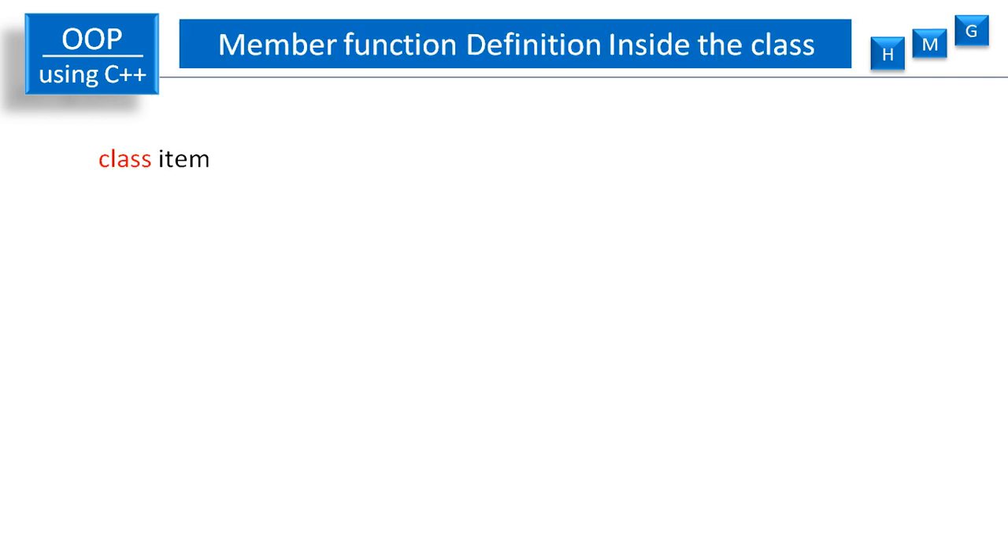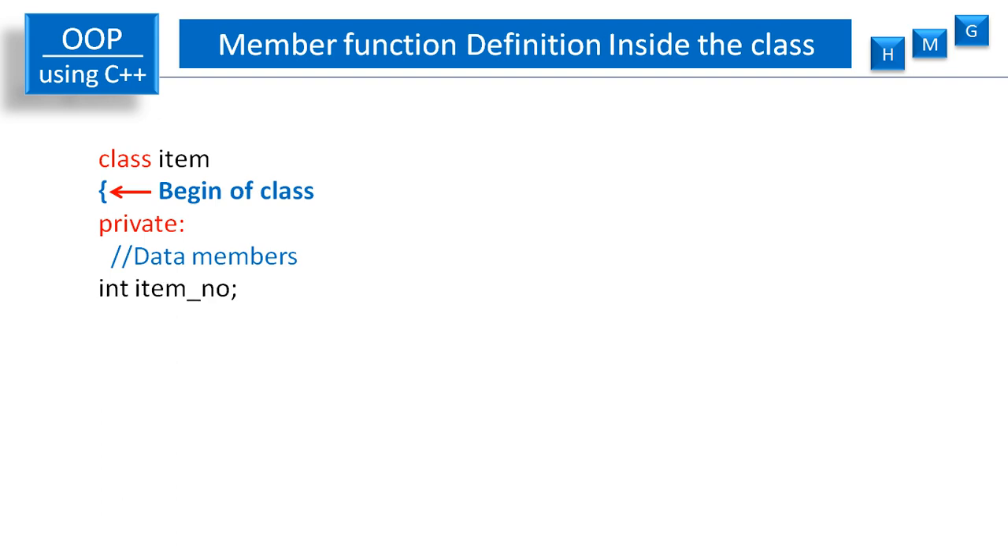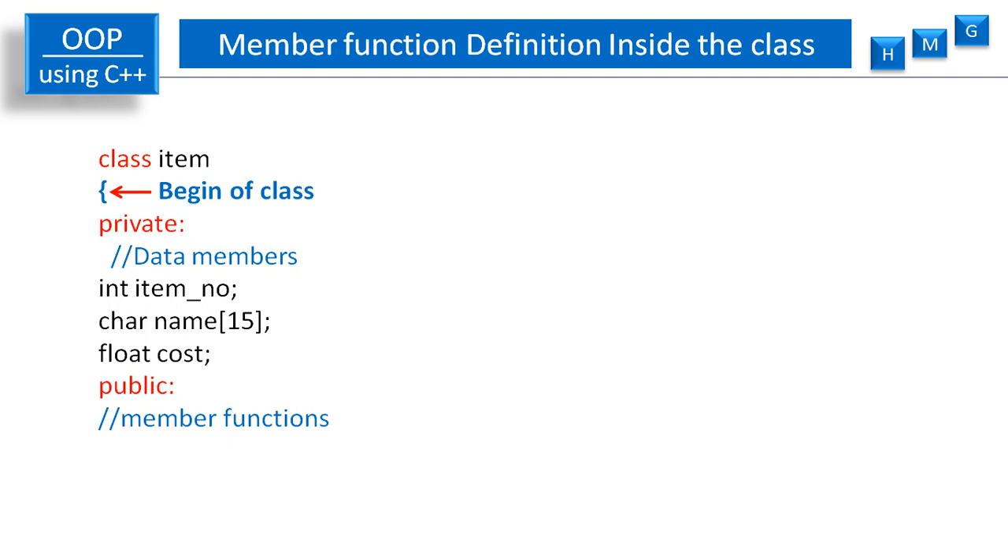So here I'll start again with the class declaration, that is the class keyword followed by the name of the class, which is item, beginning of the class, then private section. In private section I am going to declare data members. The first data member is item number, second data member is name, third data member is cost. Now I will go for public section. In public section I will declare or define member functions.